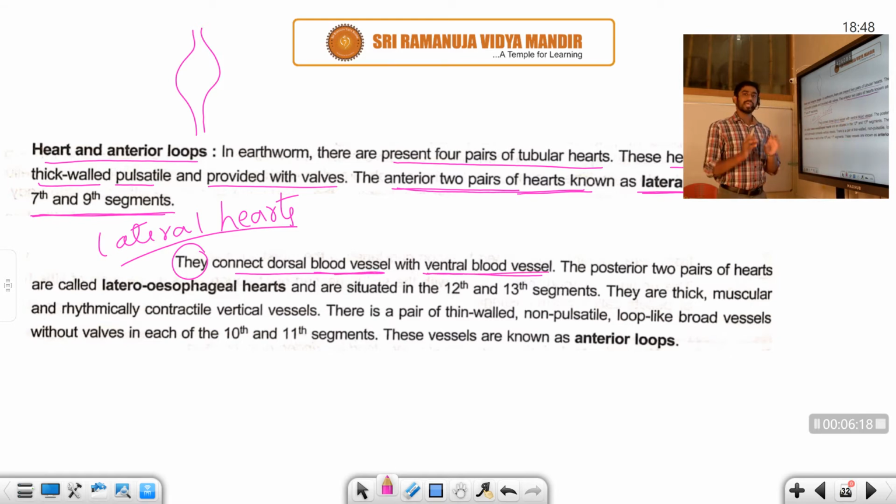So if the blood vessel is situated in the dorsal position, it is called the dorsal blood vessel, and the blood vessel that occupies the ventral position, we call the ventral blood vessel. So student, what you understand is that this lateral heart connects both vessels. Which vessels are they? The dorsal blood vessels followed by the ventral blood vessel.